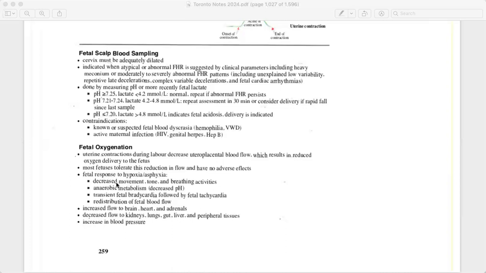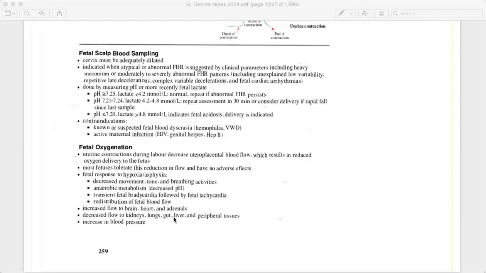So fetal response to the hypoxia is decreased movement, tone, breathing, anaerobic metabolism, fetal bradycardia, followed by the fetal tachycardia, redistribution to the. So if the patient is having fetal bradycardia, you can do the reassurance. But if the fetus starts having tachycardia, it means this is prolonged, and now you have to do something right away, because if this goes on further, this can lead toward the fetal demise. Increase flow to the brain, heart, and adrenals, decrease flow to the kidneys, lungs, and the gut. So this is a kind of emergency situation, a fight and flight, sympathetic situation.